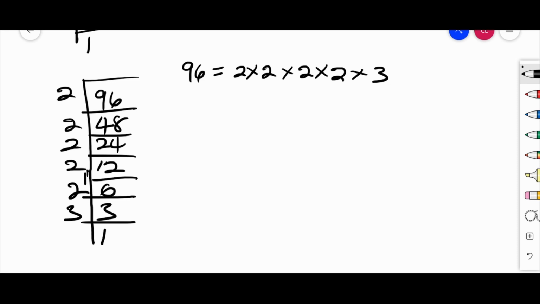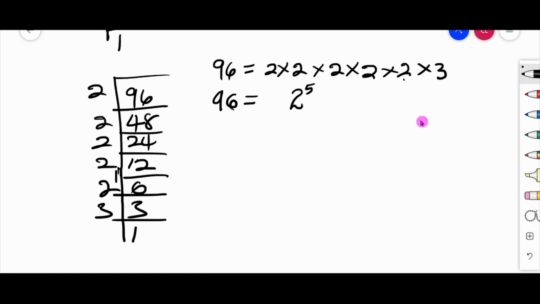Let's make sure we have those. 1, 2, 3, 4, 5 of them. So we're going to check now to see. We have 1, 2, 3, 4. Let's go 1, 2, 3, 4, 5 of them. So we need to make sure we have that. Let's clear that off. And we're going to write 2 to the 5th power times 3 to the 1st power. And that's our answer for 96.